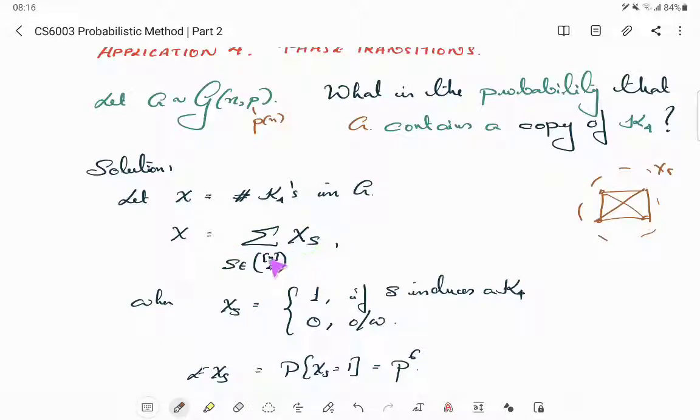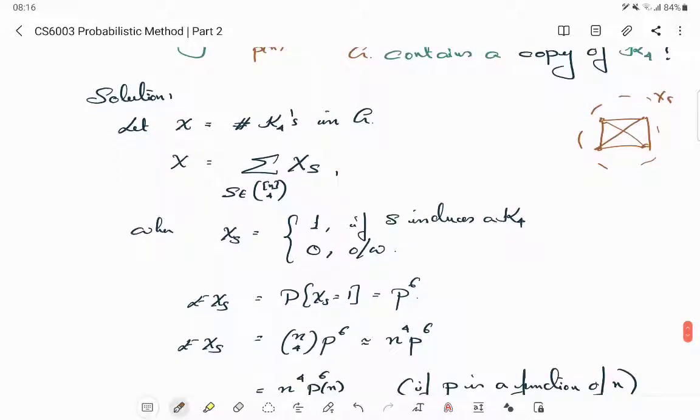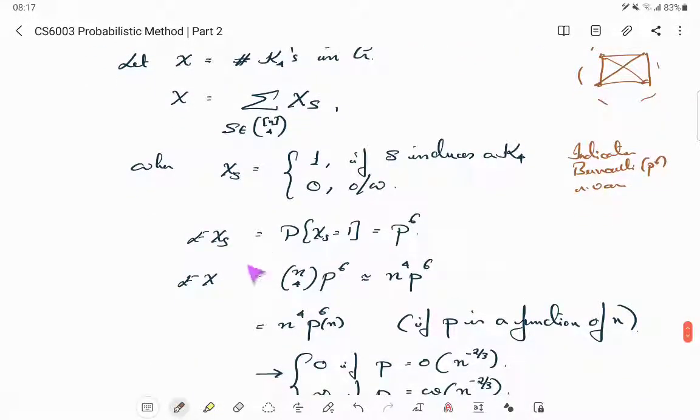So X is now a sum of n choose 4 such random variables. Each 4-size subset of the vertex set of G gives you a random variable XS. What is the expectation of XS? It is nothing but the probability that XS is equal to 1, because this is an indicator Bernoulli random variable, in fact a Bernoulli p to the power 6 random variable. Because the probability that XS is 1 is p to the power 6, because all these 6 edges have to be present, and that is also equal to the expectation of XS, and hence the expectation of X is n choose 4 times p to the power 6, the sum of all these things.